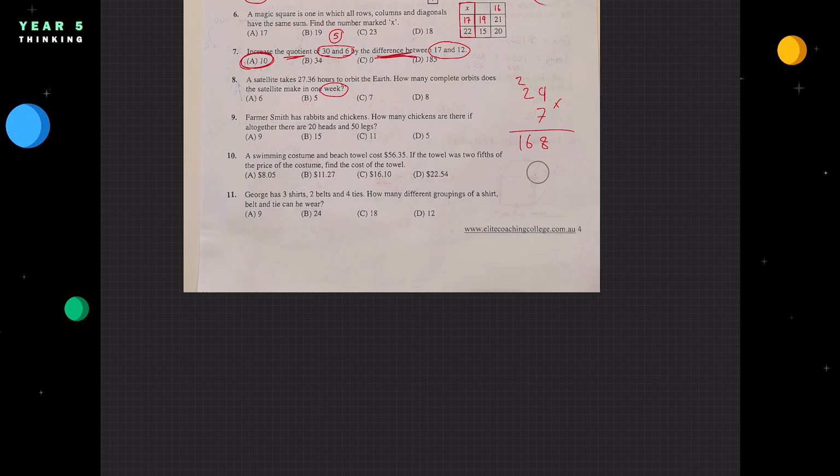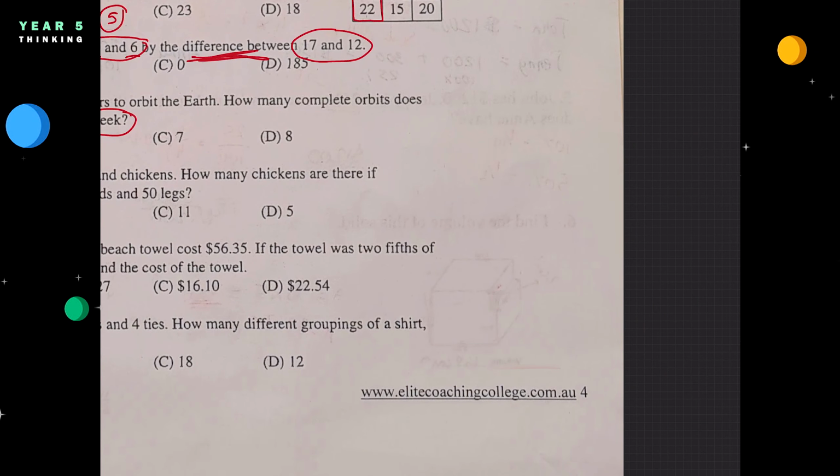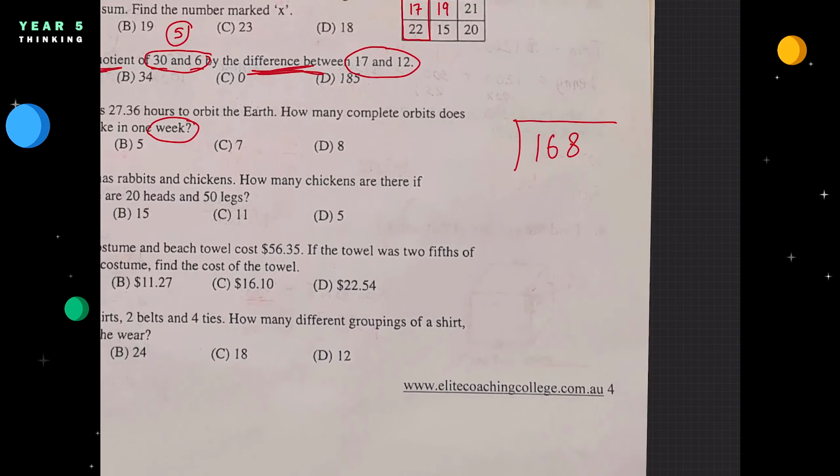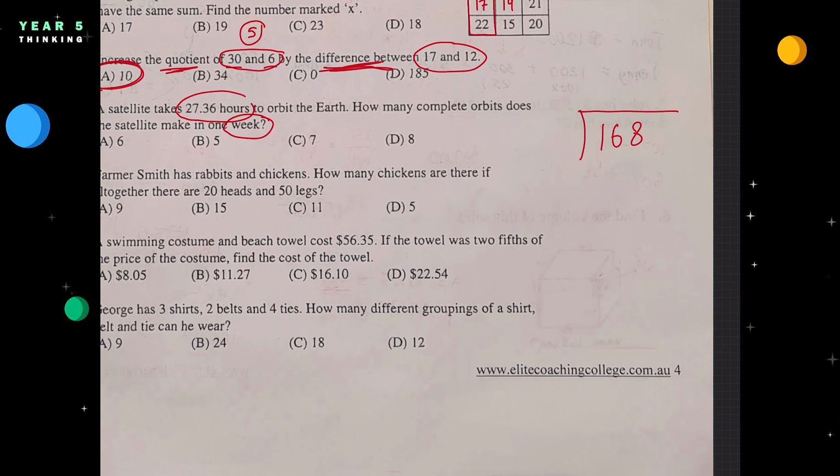Get rid of this. 168, okay? Great. So in a week you have 168 hours. Now we're going to take that and divide it by 27 hours and 36 minutes.